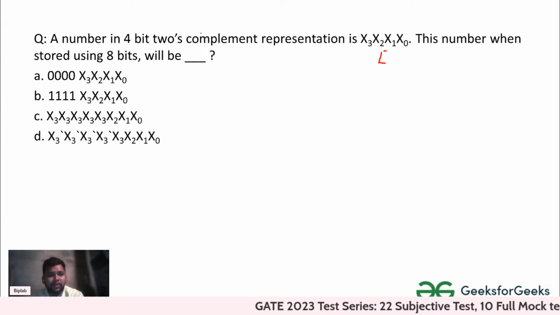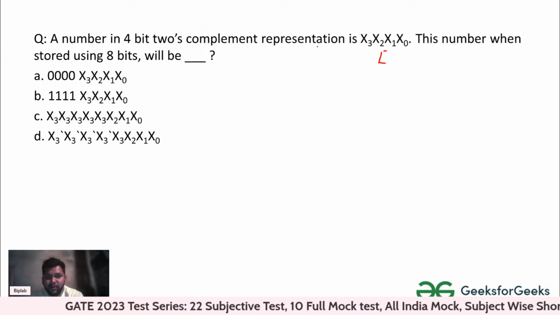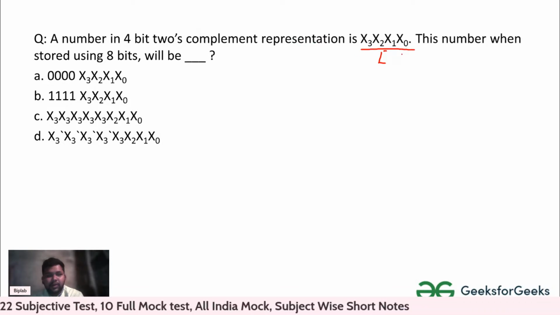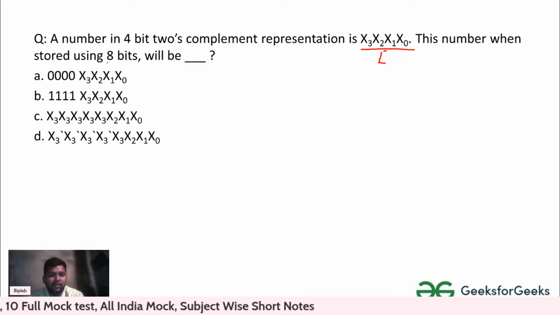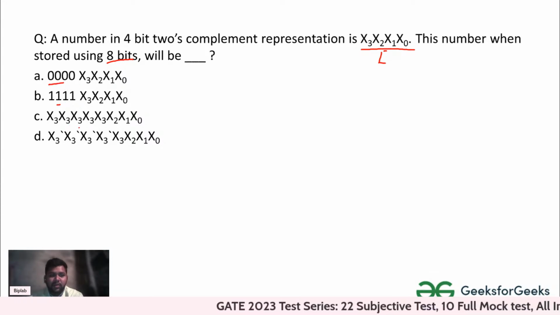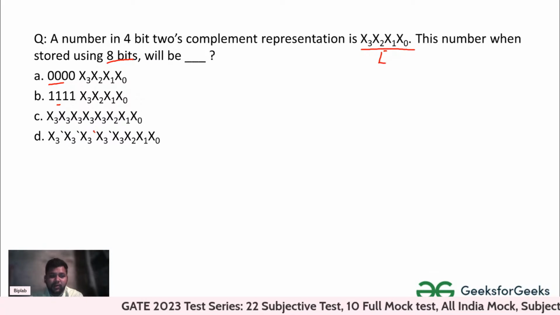So what it is saying is that you have a 4-bit number in 2's complement representation. When this number is stored in 8-bit, how will it be stored? Will you append zeros in front, or will you append ones, x3 or x3 bar?